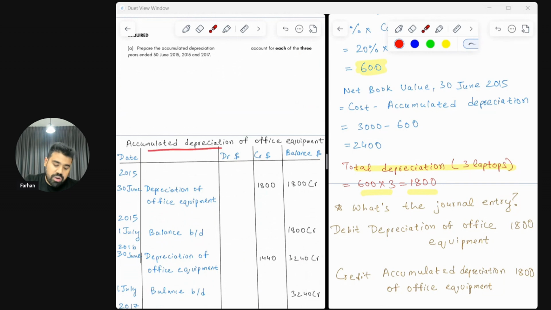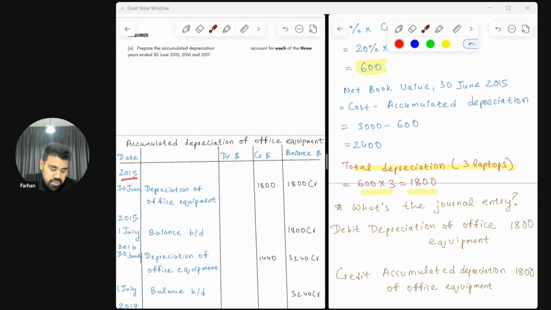As you can see, I've already drafted an account earlier, which is in a 5-column format, with the first column being the date or the years, the second column being the cross-reference with different accounts, the third column being the debit column, the fourth column being the credit column, and the fifth column being the net balance column.